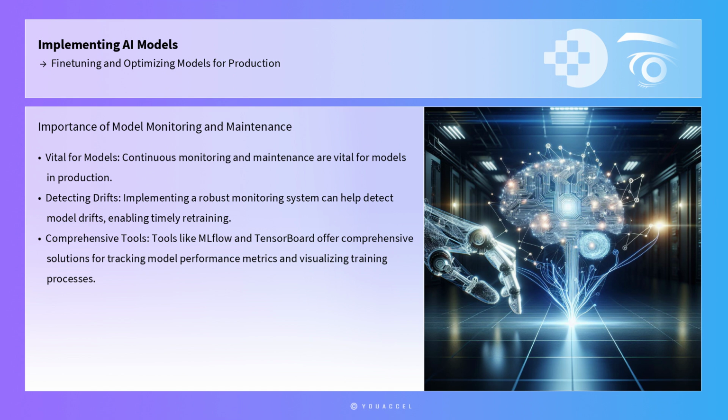Continuous monitoring and maintenance are vital for models in production. Models can degrade over time as they encounter new data distributions, a phenomenon known as model drift. Implementing a robust monitoring system can help detect such drifts, enabling timely retraining. Tools like MLflow and TensorBoard offer comprehensive solutions for tracking model performance metrics and visualizing training processes. MLflow, for instance, allows for experiment tracking, model packaging, and serving, providing an end-to-end solution for managing the machine learning lifecycle.